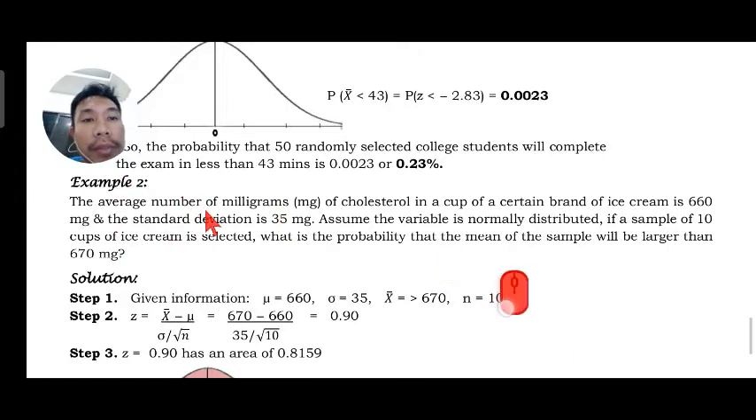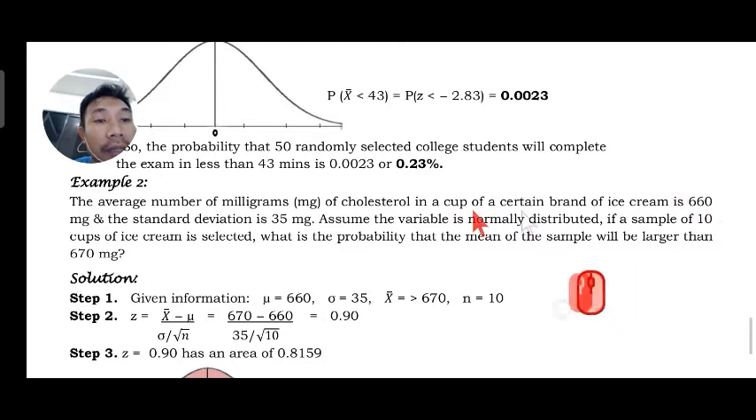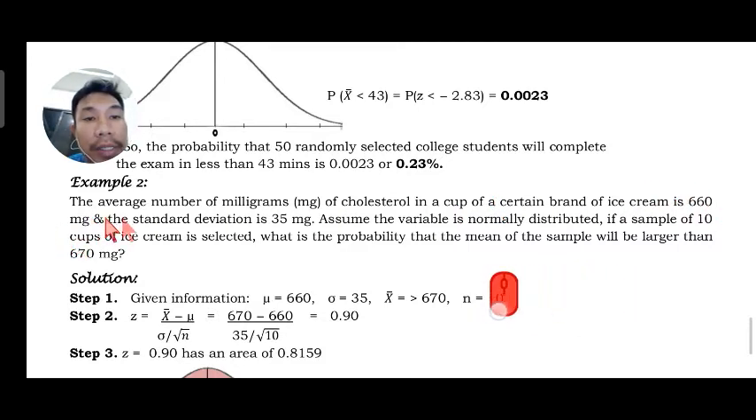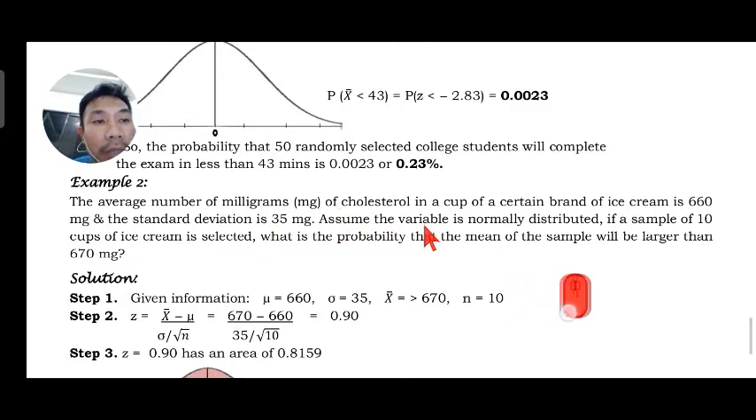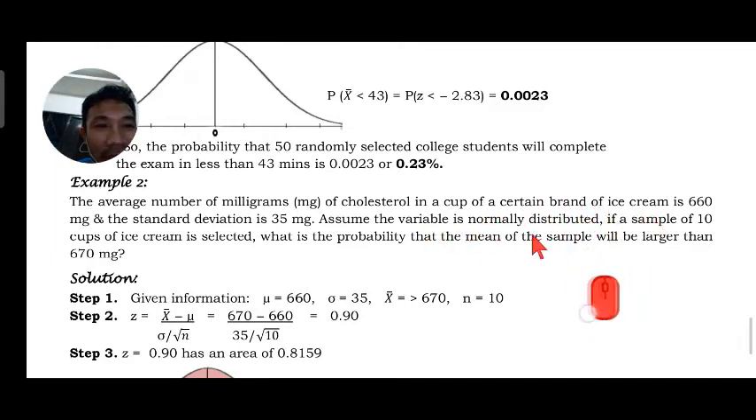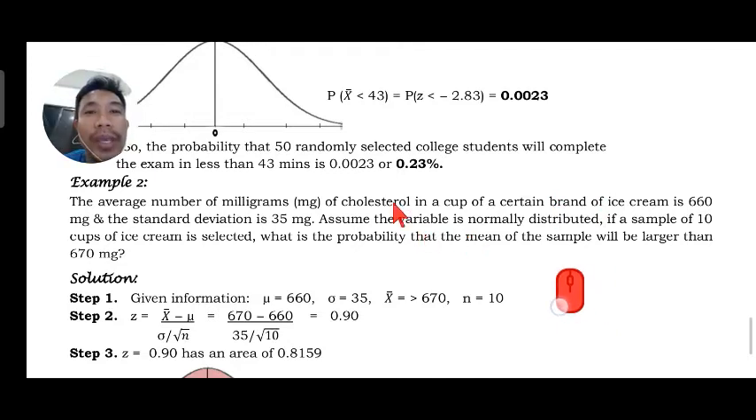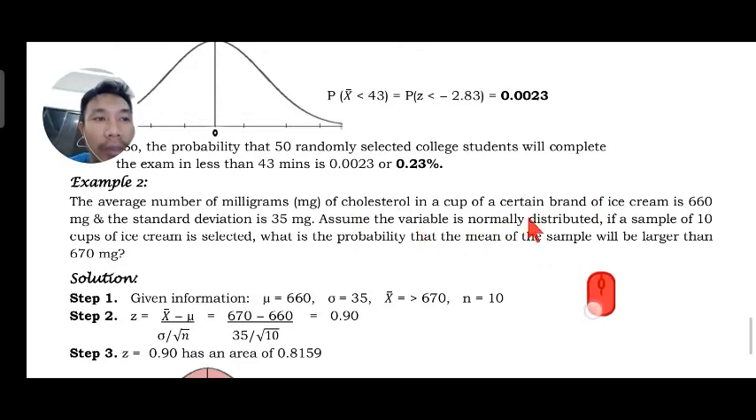And then, example number 2 naman tayo. The average number of milligrams of cholesterol in a cup of a certain brand of ice cream is 660 milligrams and the standard deviation is 35 milligrams. Assume that the variable is normally distributed. So, nandito naman tayo, normally distributed.